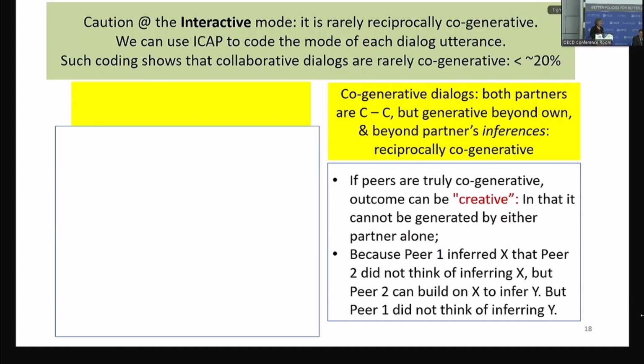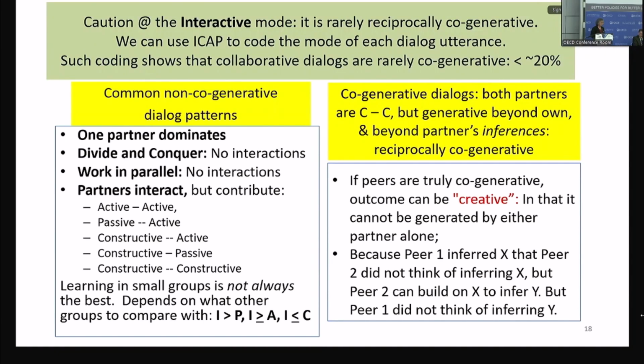Okay, now I'm going to give some caution about the interactive mode, and I'm going to go on the left column first. Interactive collaborative mode is rarely reciprocally co-generative the way we defined it. We can use ICAP to code the mode of each contribution in a dialogue utterance. Such coding shows that collaborative dialogues are rarely co-generative, much less than 20%. This is why the evidence on collaboration is not consistent. Sometimes collaborative learning is good, sometimes it's not, because it depends on the kind of dialogue pattern students engage in.